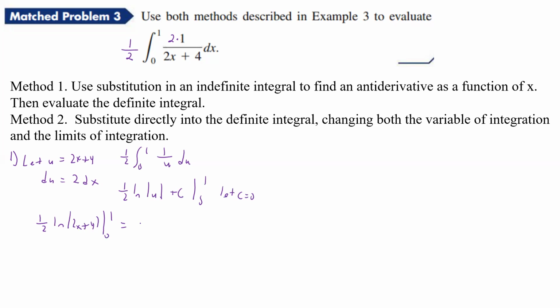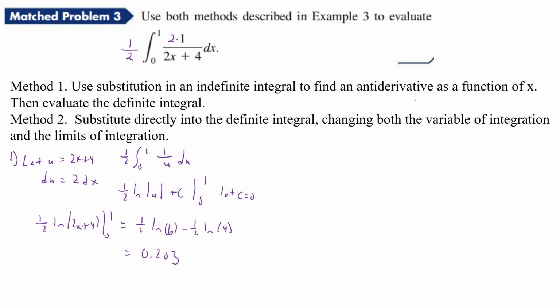And so what does that give us? It's going to give us 1/2 ln. If we plug in a 1 here, it's 2 plus 4, that's 6, so ln of 6. And then we'll have minus 1/2 ln. Plug in a 0, plus 4 is 4, so that's ln of 4. And if we plug all that into our calculator, for sake of time, I have the answer there. So that's 0.203. Okay. And so again, that's how you do it with just plain substitution.